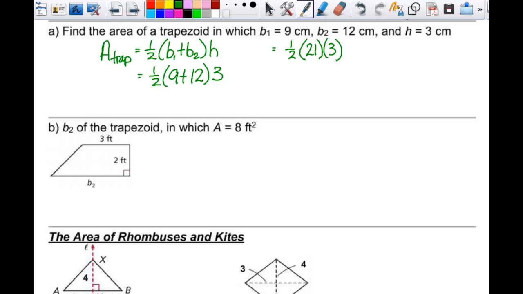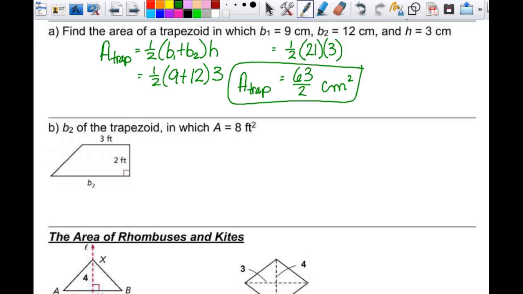What's that? 63. Multiply that by 1/2. What do you get? 63 over 2. Okay? And that's it. That is the area of the trapezoid, in centimeters. If you're going to give me a mixed number or a decimal, you have to do more work. Does that make sense to you?